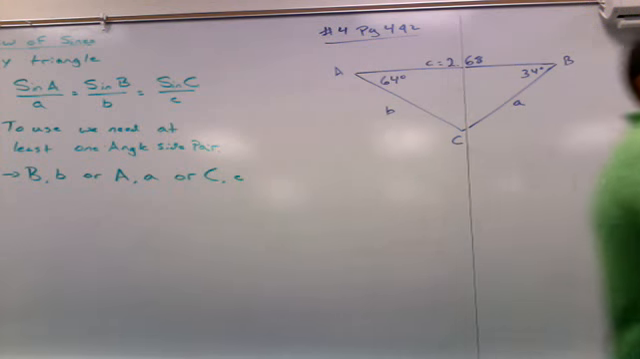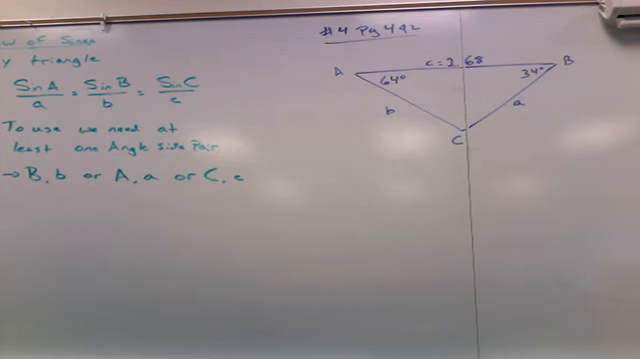Is this a right triangle? No. So can I use SOHCAHTOA? No. Can I use the Pythagorean theorem? No. Now, I said we need to know an angle side pair in order to use law of sines. Do we know an angle side pair in this triangle? No. So you guys are all thinking, Mr. Branch, you messed it up already. Right? Okay. Maybe. I do have a trick.